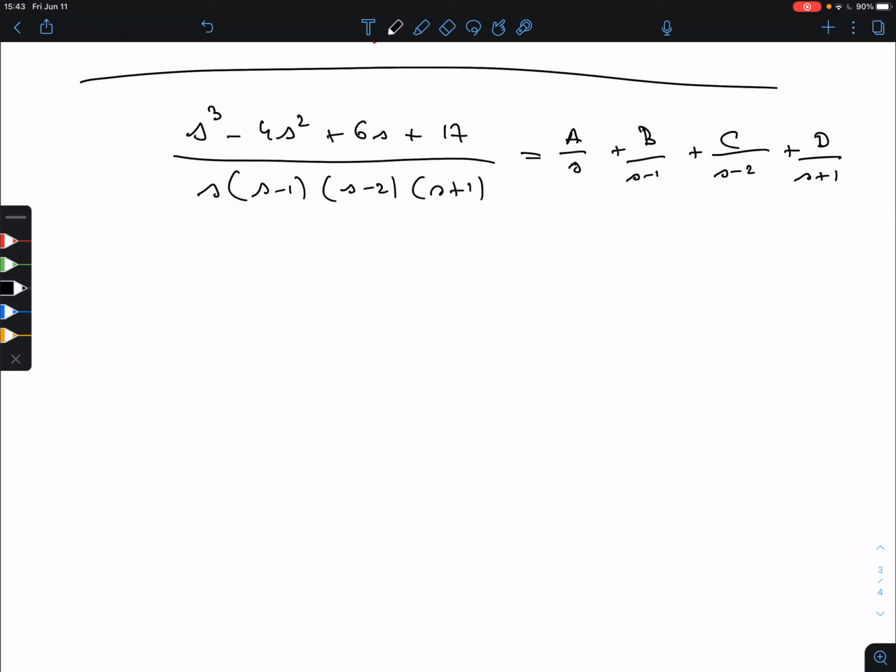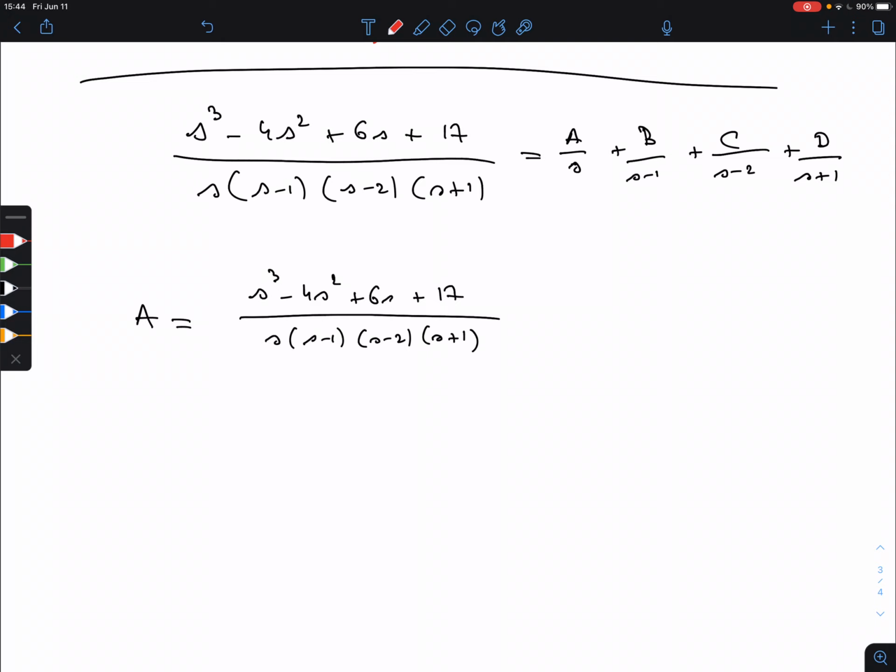So here what we do now is, what is a? I'll do the calculation of each of them, but I'll cheat a little bit. I'll do it by erasing. So here I'm going to write down my original function, s cubed minus 4s squared plus 6s plus 17 over s times s minus 1 times s minus 2 times s plus 1. And now I'll calculate a. So what do I do if I calculate a?